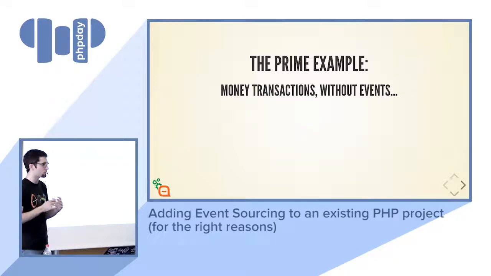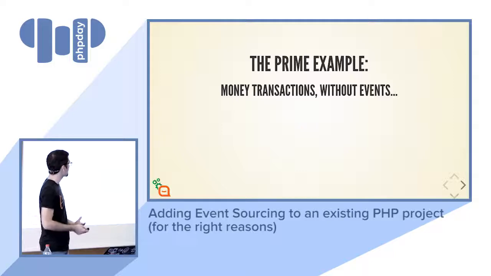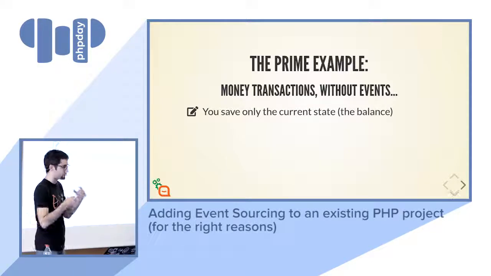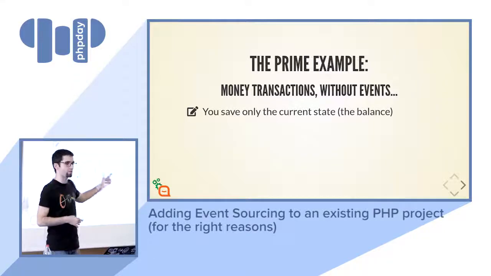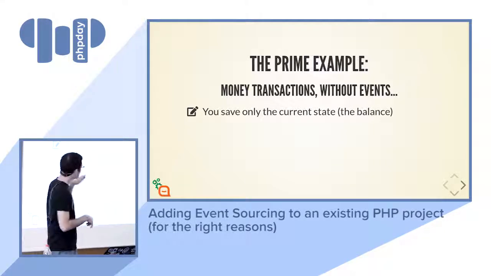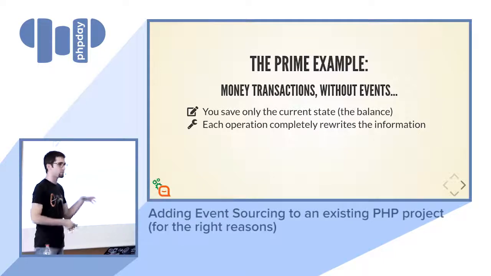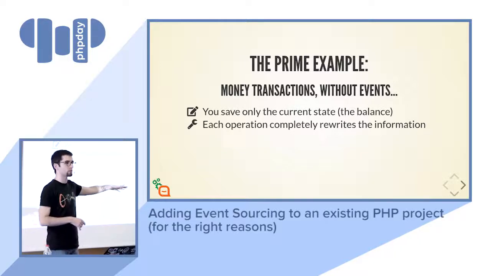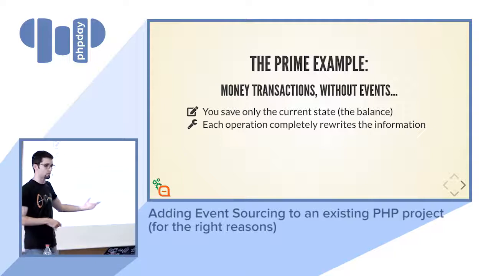If you want to have transactions, you have a bank, you want to have money accounts, and you don't want to use events, basically you have to save the current state of your application, so the balance, how much money you have in your account. And this feels a bit strange because each time your application does something to your account, it completely rewrites the information. So you have 1,000 euros, then you withdraw 100, and you have 900, and so on.